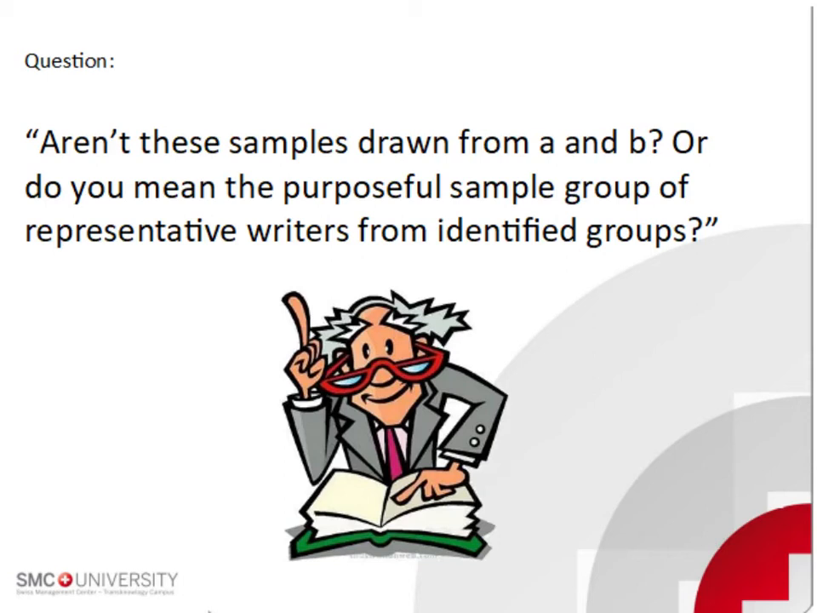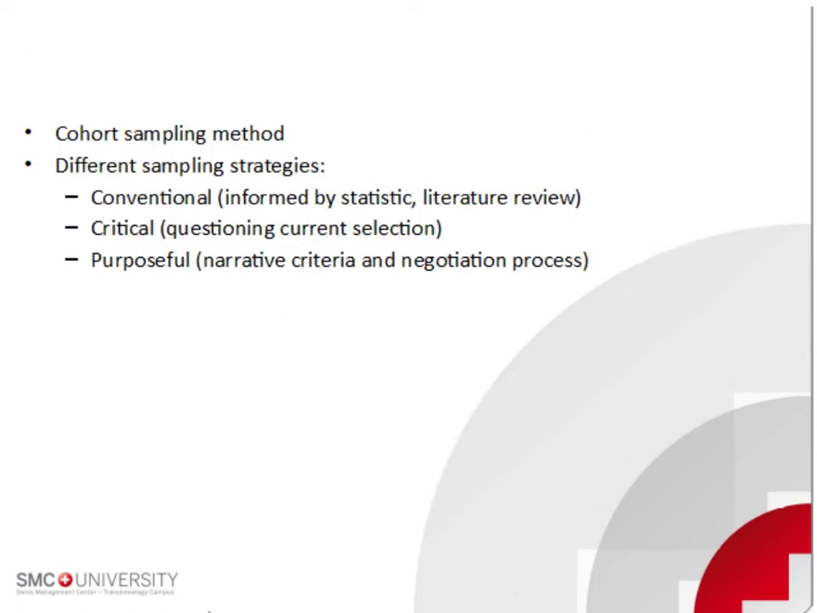Then you continue, samples, which form the group of potential samples, due to the availability of related authentic texts. Aren't these samples drawn from A and B? Or do you mean the purposeful sample group of representative writers from identified groups? This might be the case. As for Escher, it was like this.